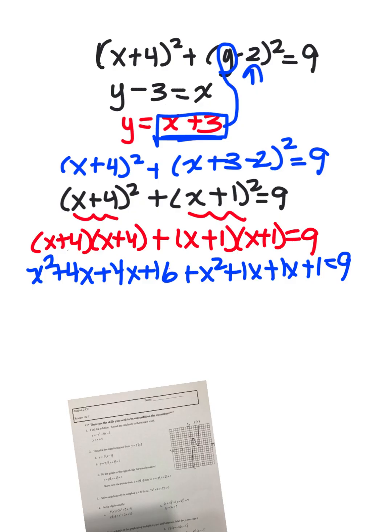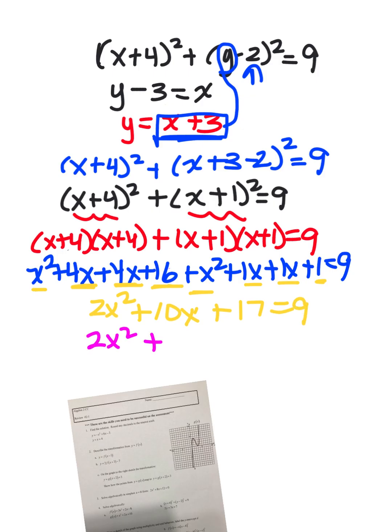All right, now we have to clean this up. We have x squared plus x squared is 2x squared. 4x plus 4x is 8x. Plus 1x is 9x. Plus another 1x is 10x. 16 plus 1 is 17. Equals 9. All right, so now I'm going to get it to equal 0. So we have 2x squared plus 10x minus the 9 over, and we get plus 8 equals 0.